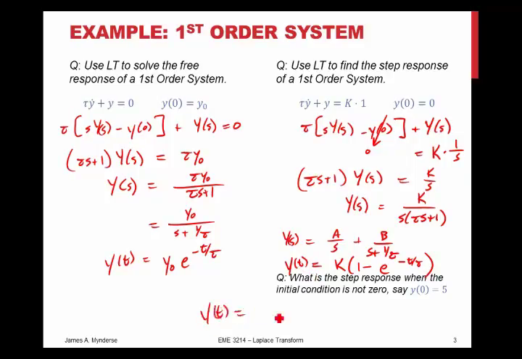I can say y of t is going to be k times (1 minus e to the negative t by tau), plus the component due to the initial condition, and my initial condition here is 5, so 5e to the negative t by tau. There we go. That is the response to both the input and the initial condition.